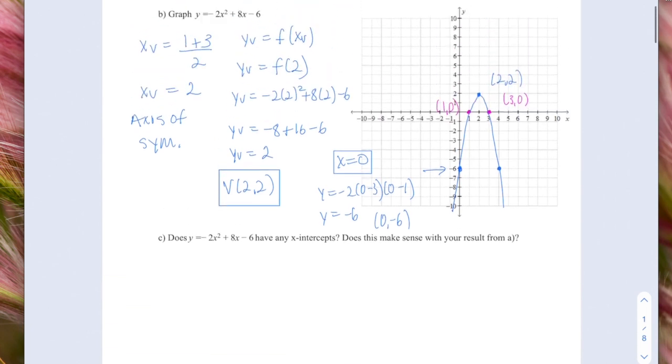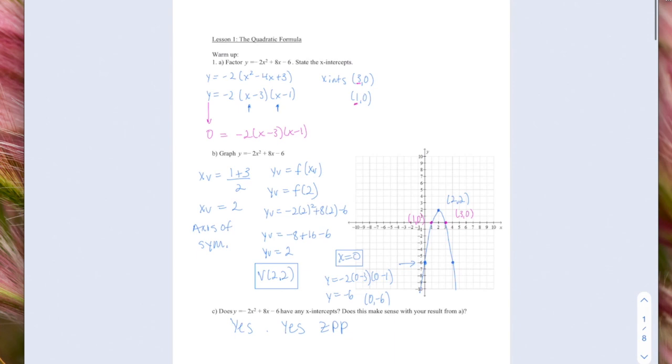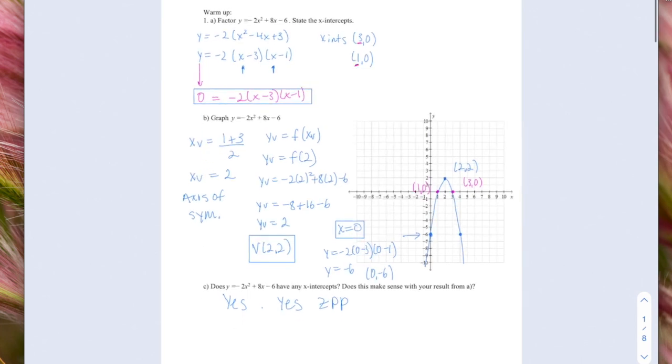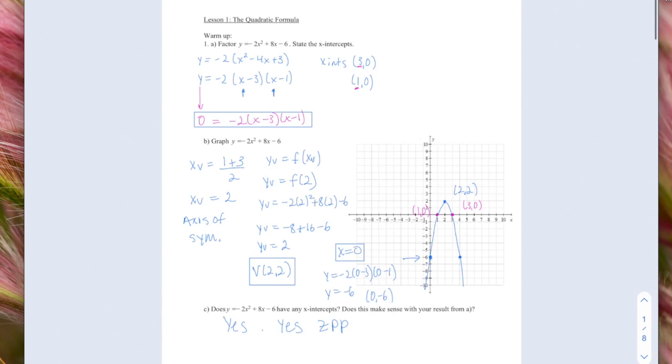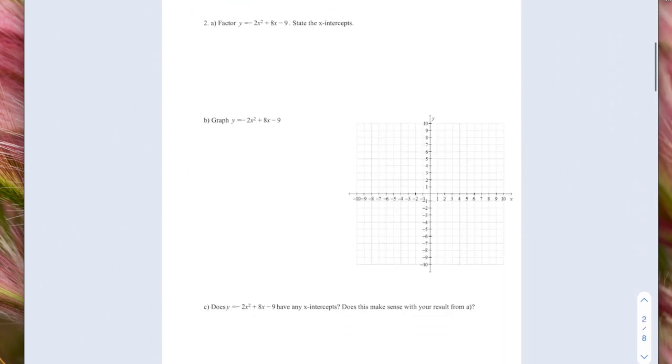Does y equals 2x squared plus 8x minus 6 have x-intercepts? Yes, it does. Does this make sense with the result from A? Yes, because using the zero product property, we could see that this equation here has 2 solutions, so it has 2 x-intercepts. So that's our warm-up, and I'm going to use that as a springboard to bring us into the quadratic formula, because as we'll see in the next 2 examples, which look really similar, we cannot always do what we just did in example 1.